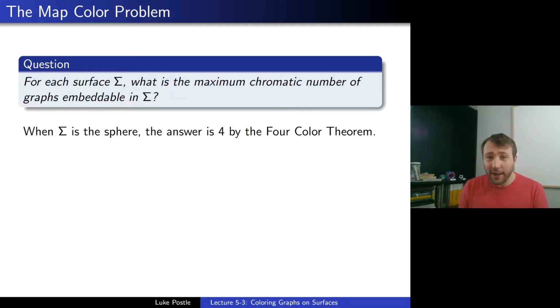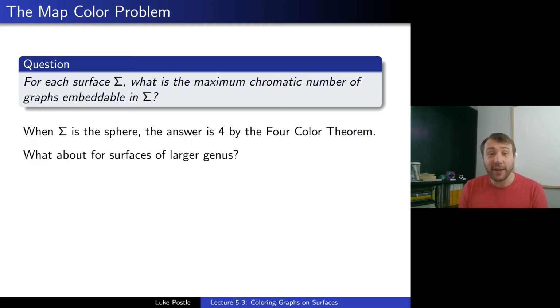Well, we know one answer from last time, or a week ago, that when sigma is the sphere, the answer is 4 by the 4-color theorem. The 4-color theorem was eventually proved by Appel and Haken, resolving this question, that 4 is the right number for the plane. The plane's not a surface because it's not compact, but equivalently, for the sphere. Okay, what about for surfaces of larger genus? Well, what should be the answer? So maybe you know this one.